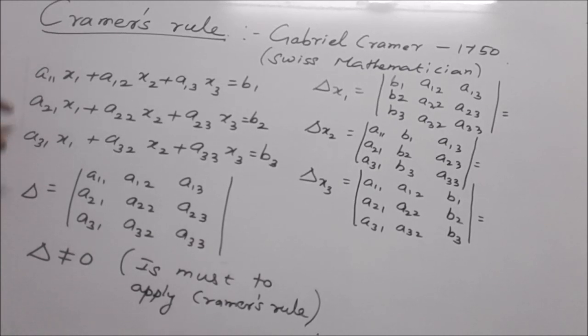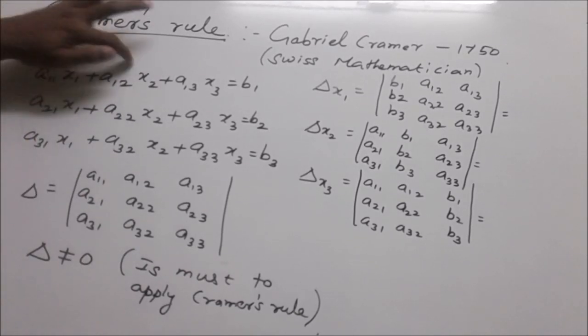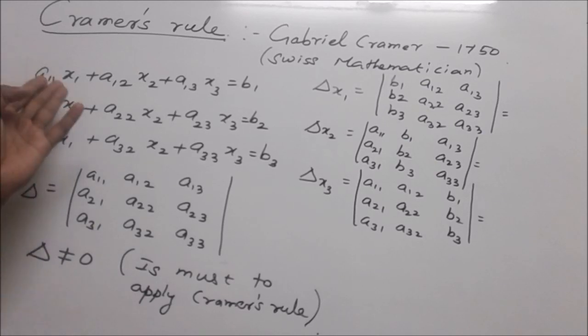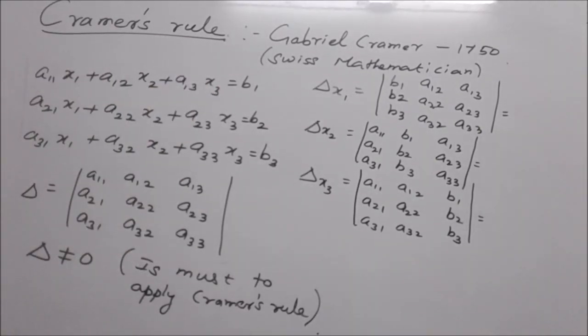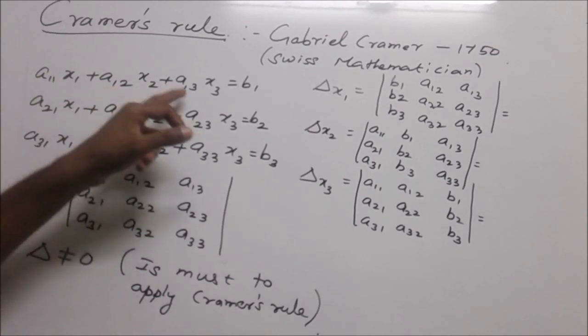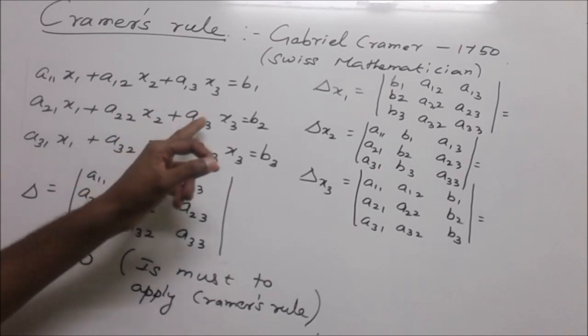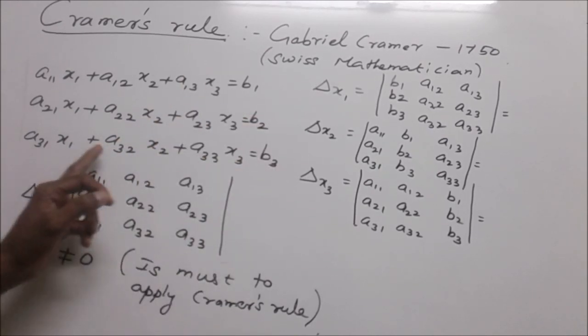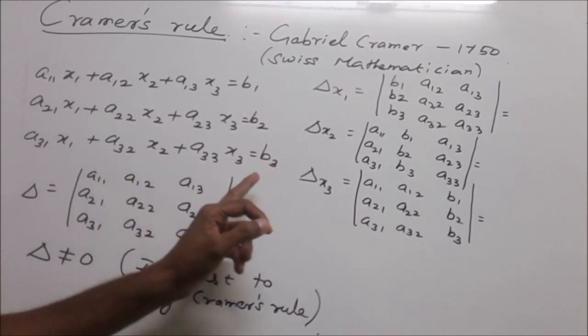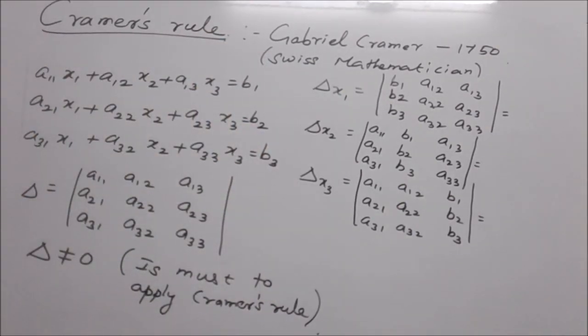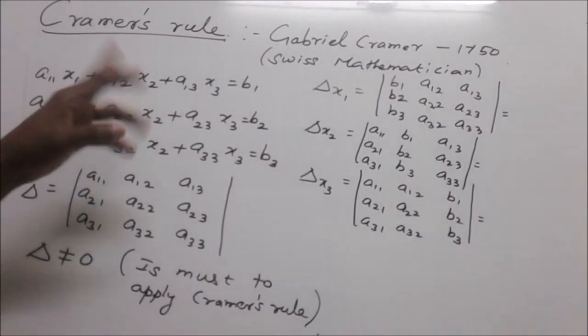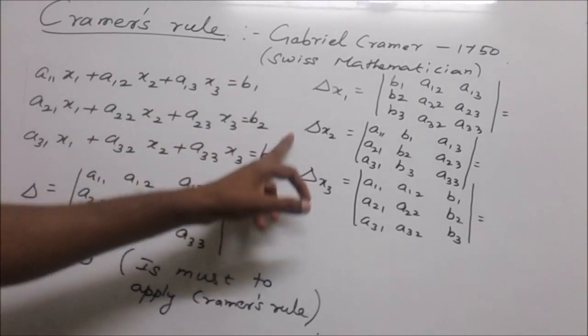These are the three equations given in three unknowns. x1, x2, x3 are unknowns, or we can take them as x, y, z. In general form we can write: a11 x1 plus a12 x2 plus a13 x3 equal to b1, a21 x1 plus a22 x2 plus a23 x3 equal to b2, a31 x1 plus a32 x2 plus a33 x3 equal to b3. There are three linear equations in three different unknowns. These b's are all constant terms.